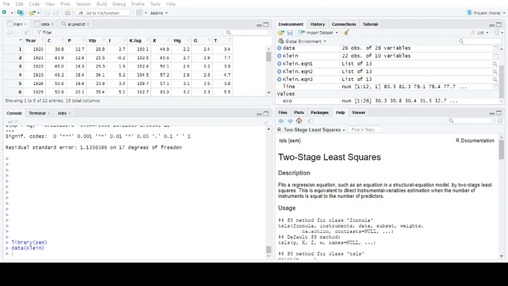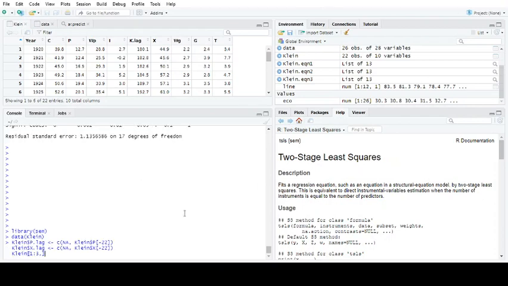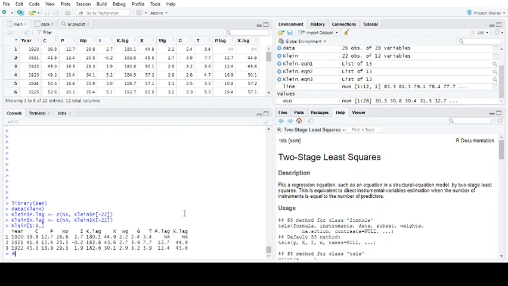So the first one uses lag, so it uses some information about last year. As you can see, the p value of last year and the x value, which we've named p lag and x lag. And then I'm going to make 3 equations.